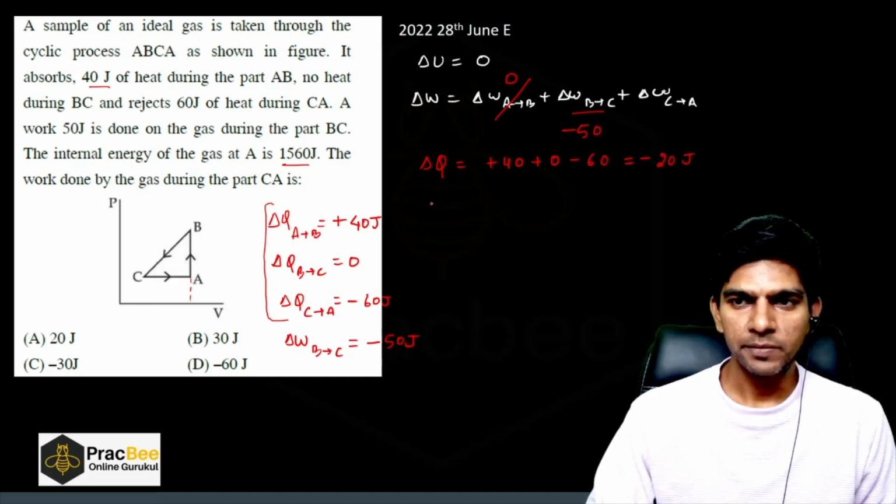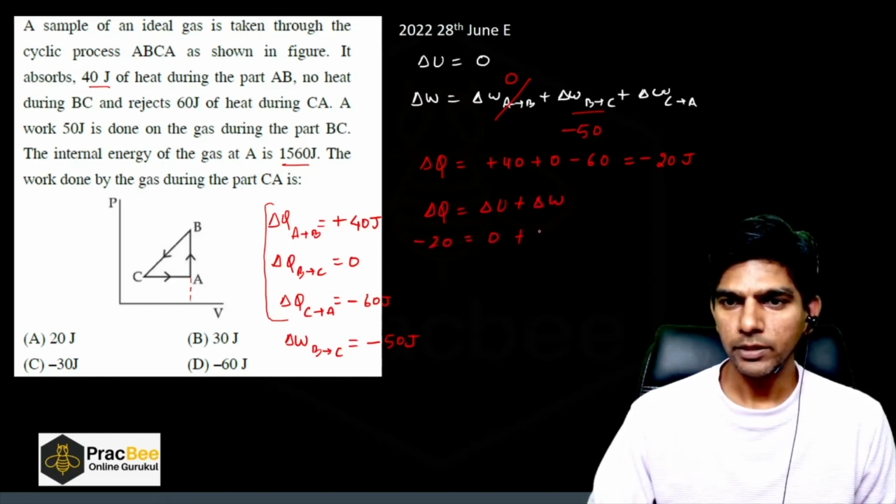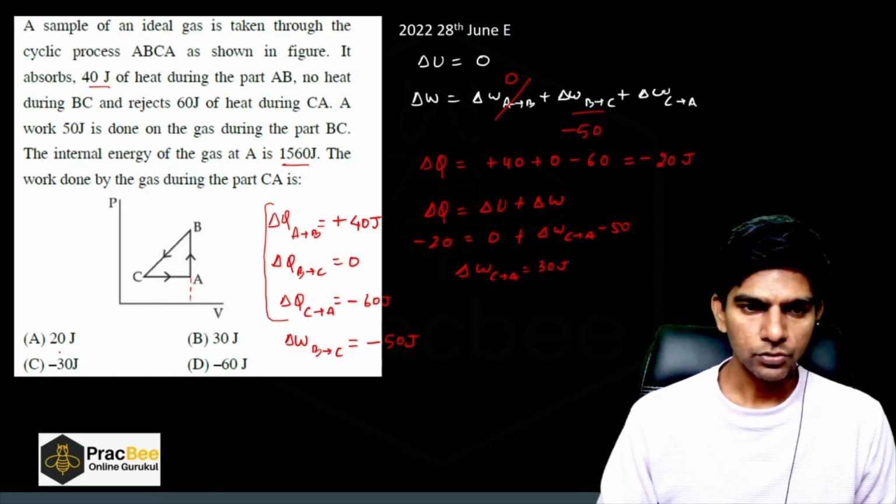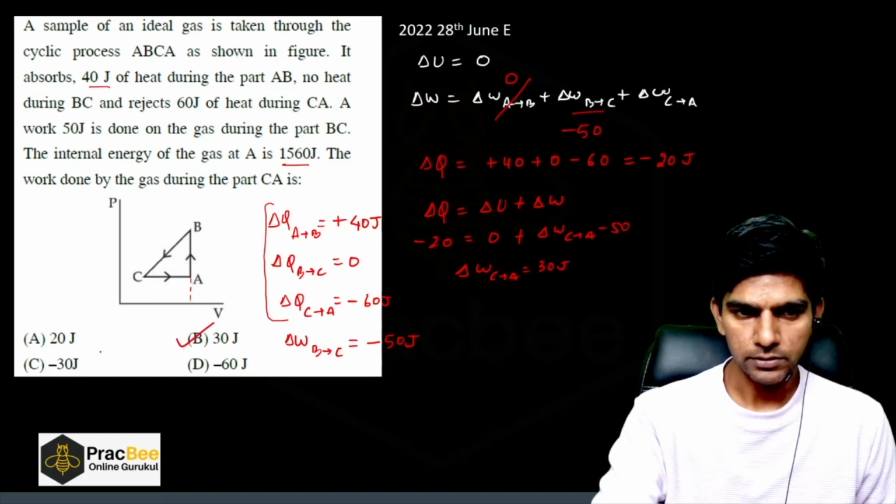So by first law of thermodynamics, we can say delta Q will be equal to delta U plus delta W. Delta Q is minus 20, delta U is 0, and work done will be delta W from C to A minus 50. So delta W from C to A is nothing but 30 joules. So option B is the right answer.